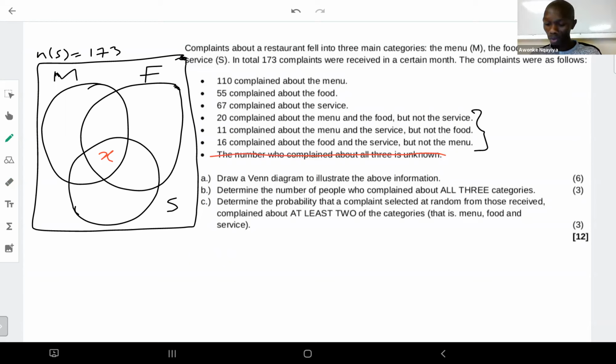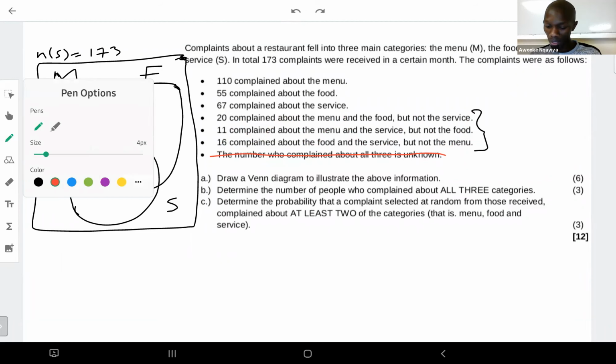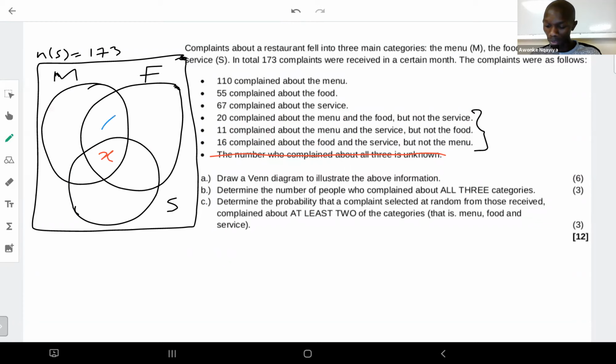So then we are going to deal now with the three other details. Remember, we start at the bottom. So now we're going to deal with 20, 11, and 16. So we deal now with those intersections over there, those bigger intersections. That is what we are going to talk about at the moment. We want to fill those spaces.